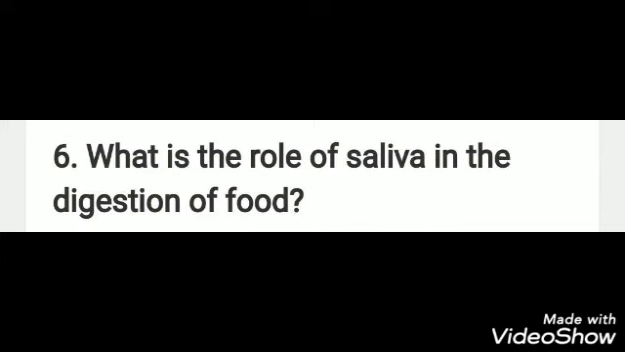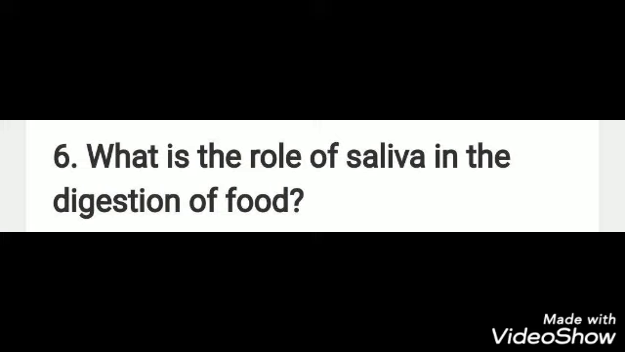Moving further, the sixth question is, what is the role of saliva in the digestion of food? The food we intake is complex in nature. If it is to be absorbed from the alimentary canal, then it has to be broken into smaller molecules. This process is mainly done with the help of biological catalysts called enzymes. The saliva contains an enzyme called salivary amylase that breaks down starch, which is a complex molecule, and it is digested to form simple sugar.